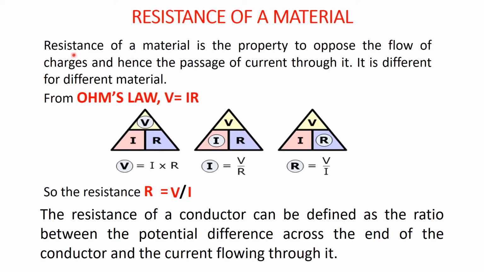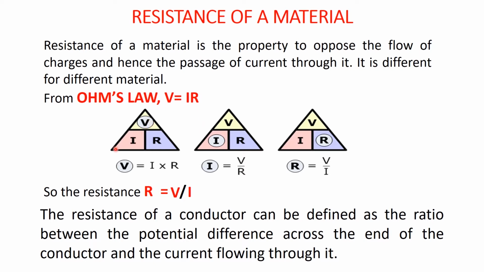So how can we define resistance? Resistance of a material is a property to oppose the flow of charges and hence the passage of current through it. It is different for different material. We already saw in an experiment that when we changed the conductor, copper, nichrome, the value of resistance changed, right? So Ohm's law gives V is equal to IR, where V is the potential difference, I is the current passing through the circuit and R is the resistance of the material of the wire.